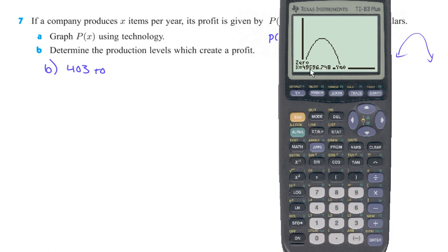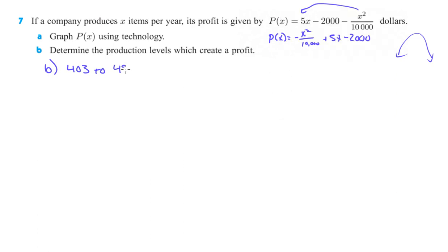And that is 49,597, we'll call it. So 403 items to 49,597 items is what's going to produce a profit. Okay.